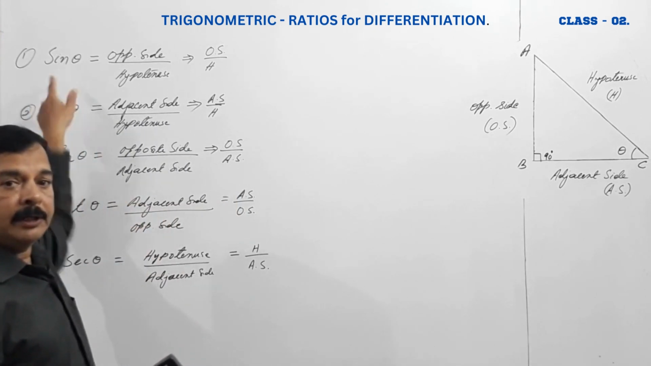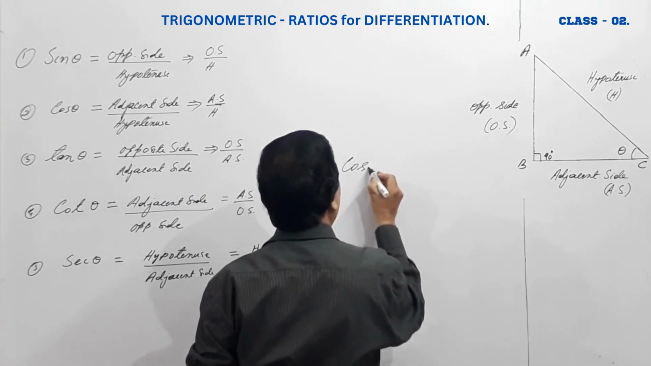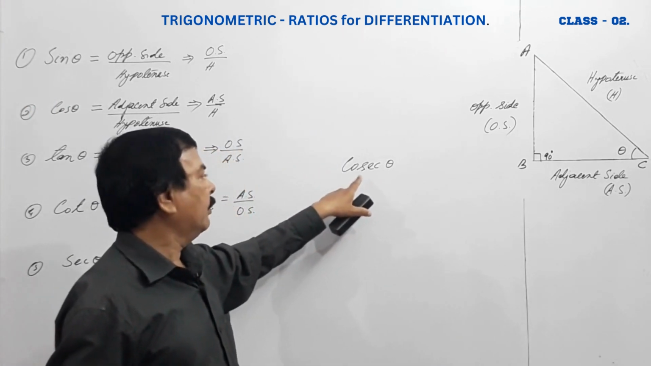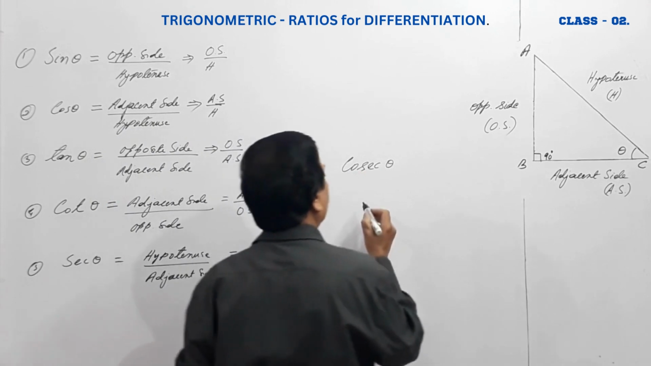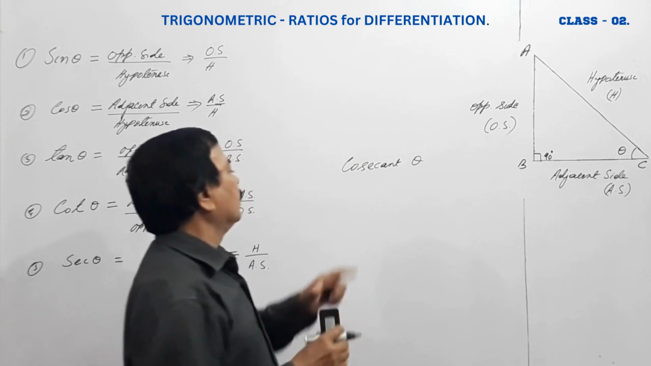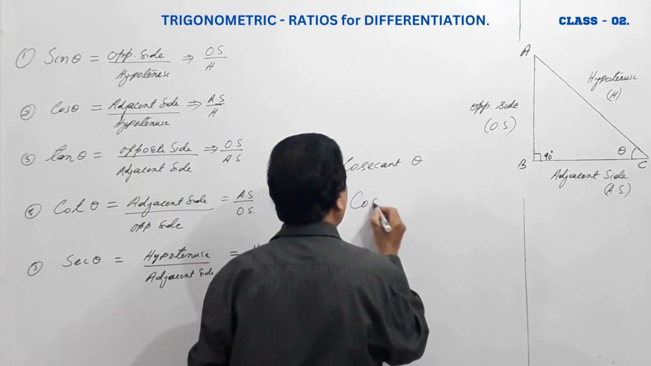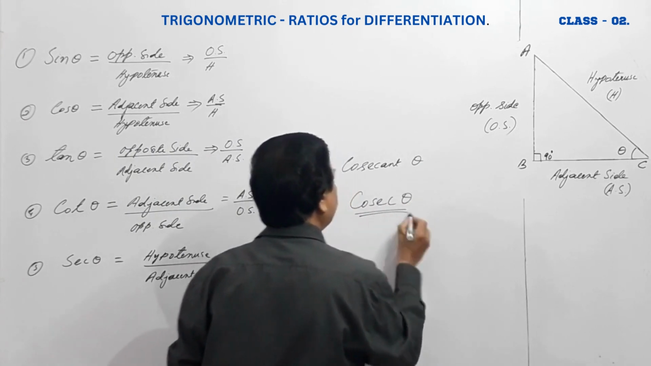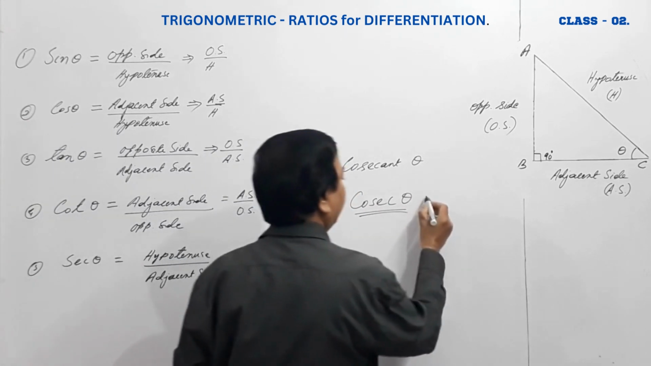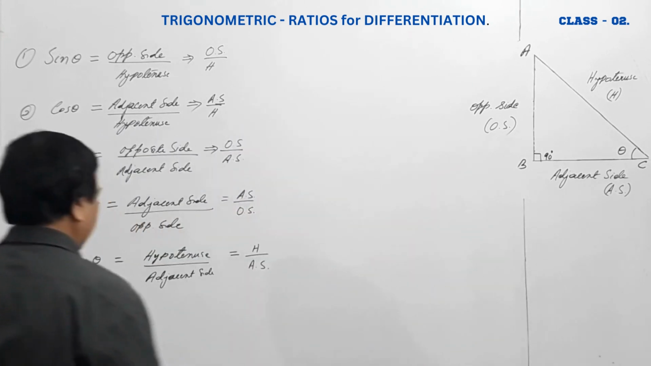Next, we have the reciprocal of sin theta. The reciprocal of sin theta is cosecant theta. Instead of writing the full word cosecant, usually we write it in short form. Cosecant theta is nothing but the reciprocal of sin theta, which I am going to teach you later.